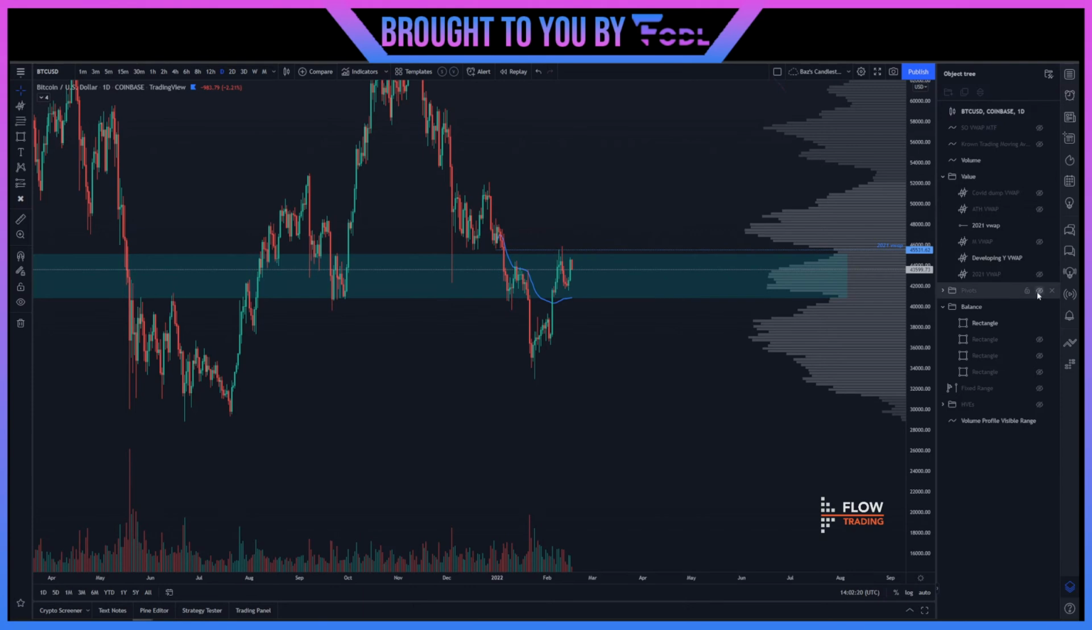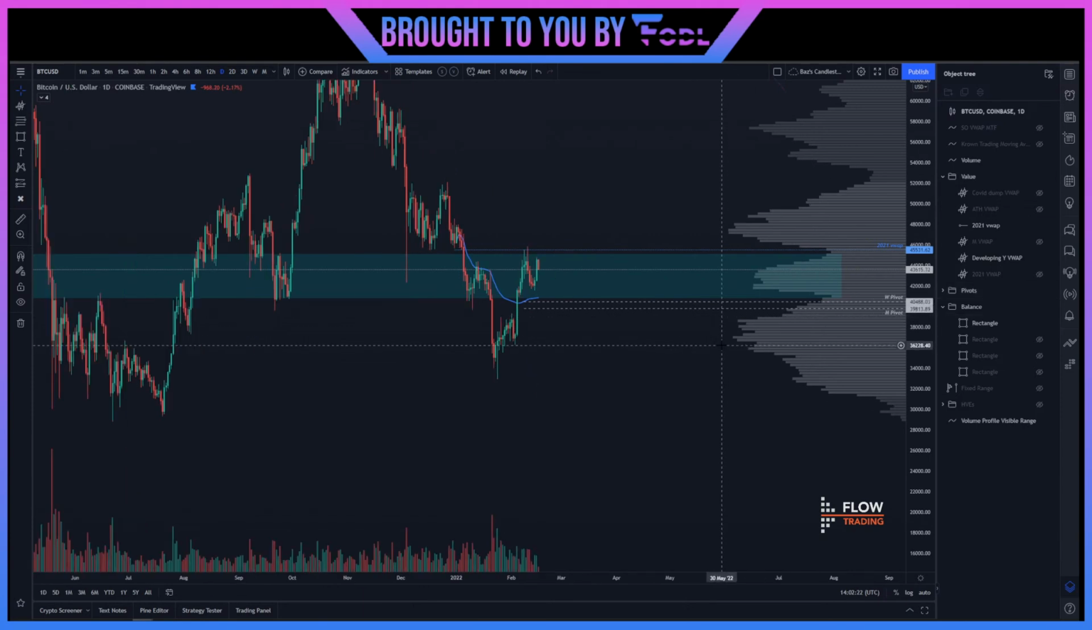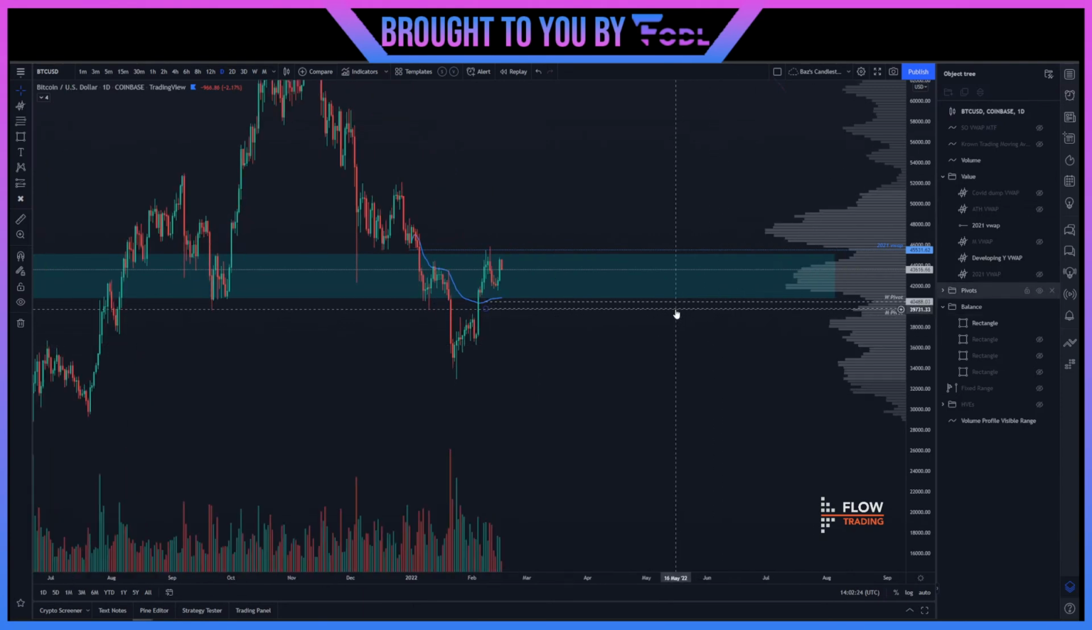On top of that, we also have some pivots there. These are the pivots I missed. I think the monthly has actually been taken, so I'm going to delete this one because the monthly has been taken. But the weekly pivot is very much in the same area as well.